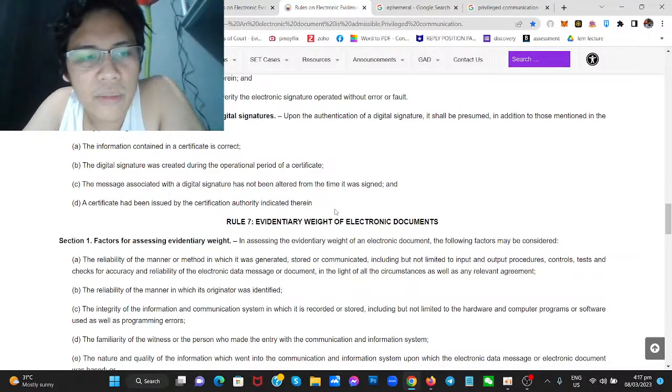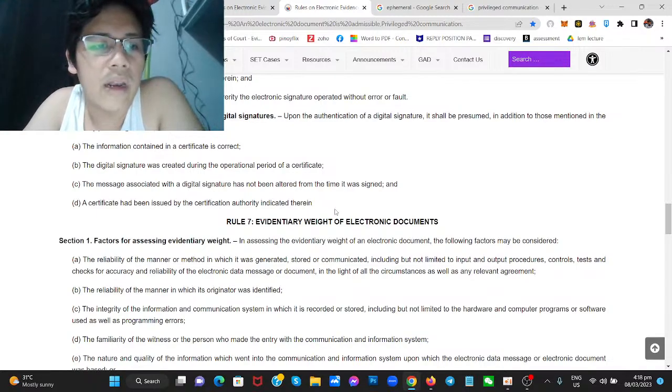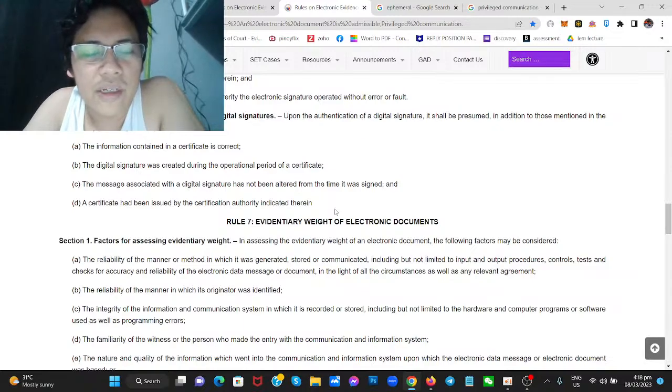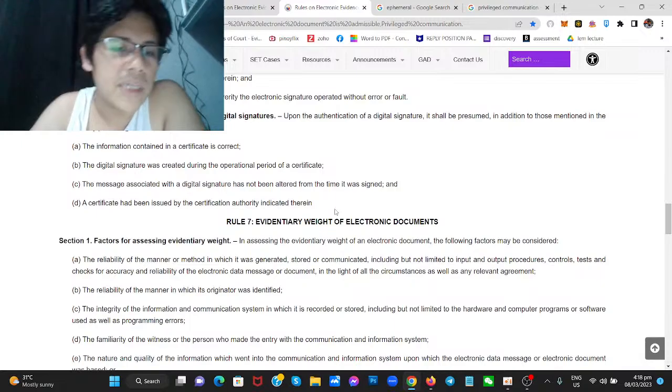Of course, in the Photoshop, and the certificate had been issued by the certification authority indicated therein. So if they were authorized, magpapresent sila ng certificate of appreciation sa isang speaker, then that authorizing body, you know, has the right to issue that, right? For letters A and B, letter A says the certificate is correct, the information is correct, and that the digital signature was created during the period that the certificate is being made. Okay?